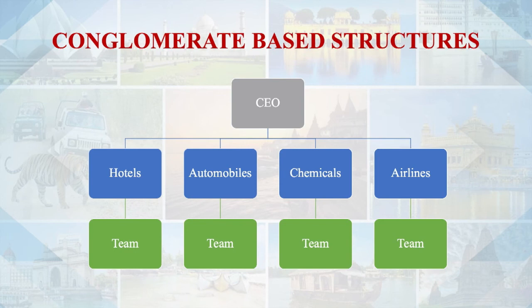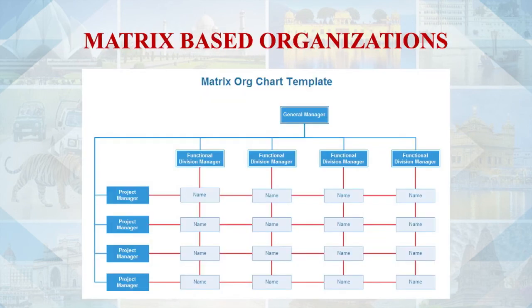So the marketing team looking after hotels might not be competent enough to look at the marketing issues of a chemical business, or for example, a telecom business. So in these cases, conglomerate-based structures come quite handy. And finally, we will be looking at the matrix-based organizations.